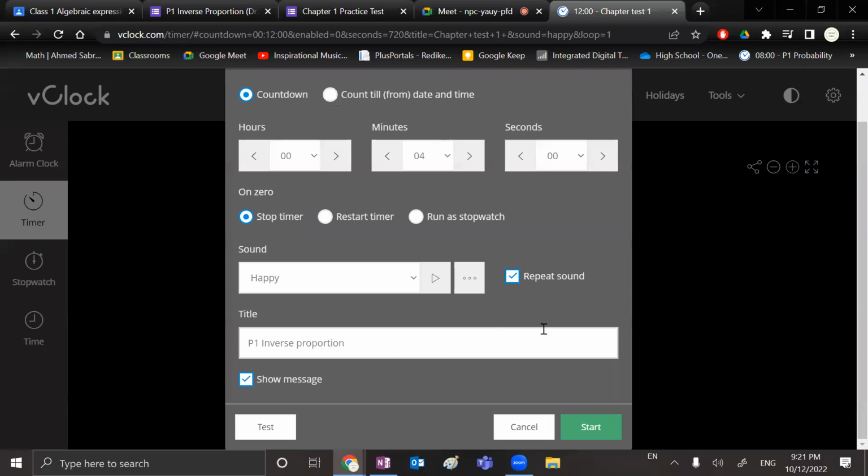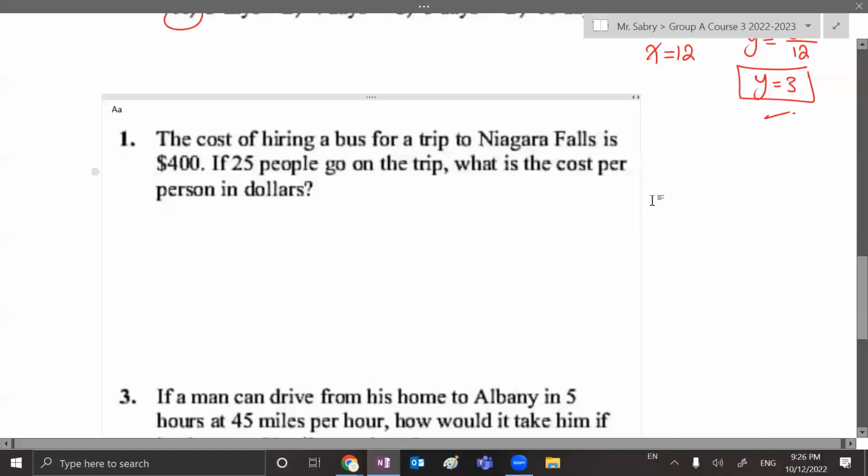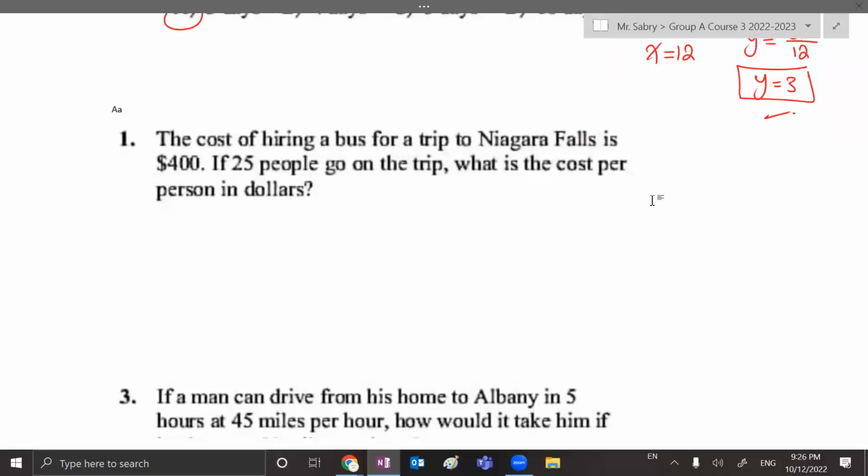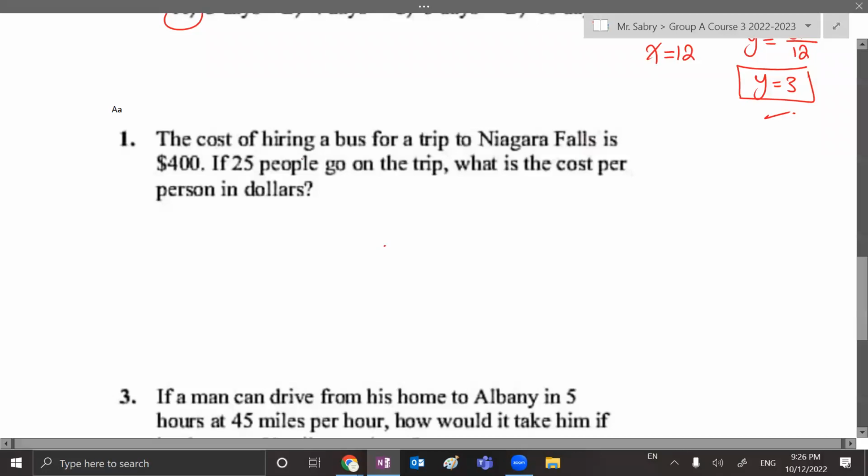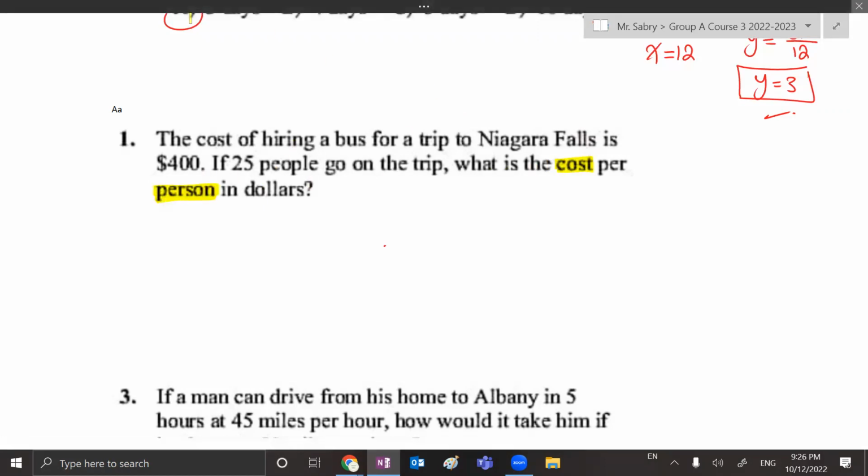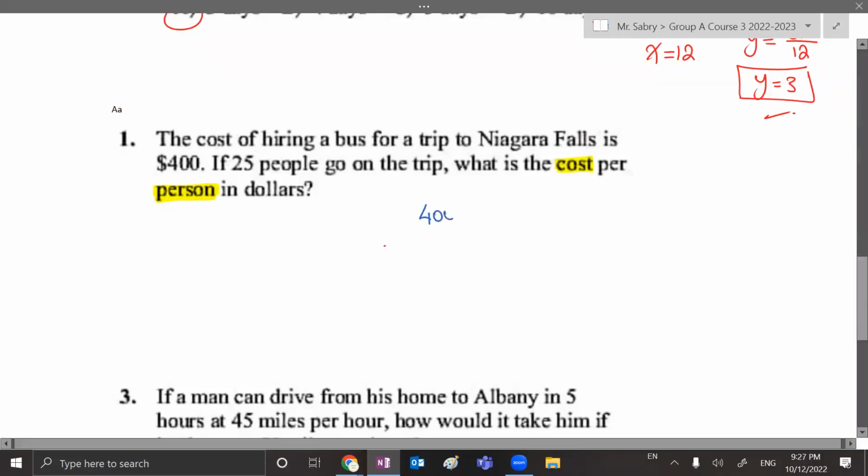So P1, inverse proportion. Checking number 1, we already did that. We said that in this case, because of how they stated it, it's the cost per person, which means I'm going to do the cost, which is 400, per means division by the number of people, which are 25. So 400 by 25, and that's 16, right?